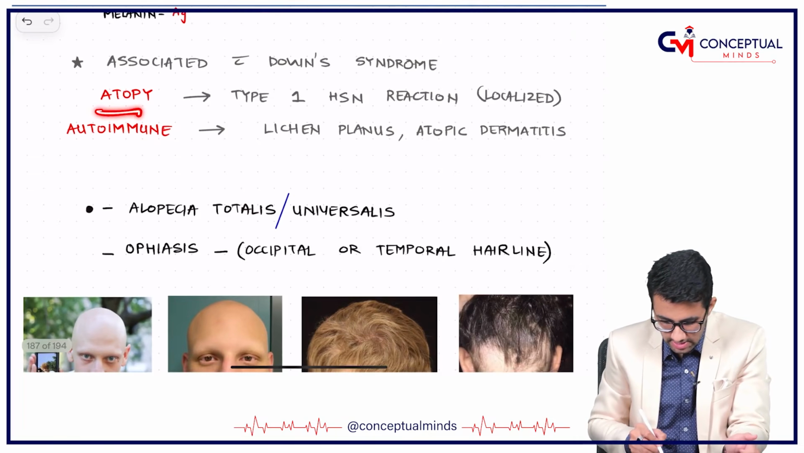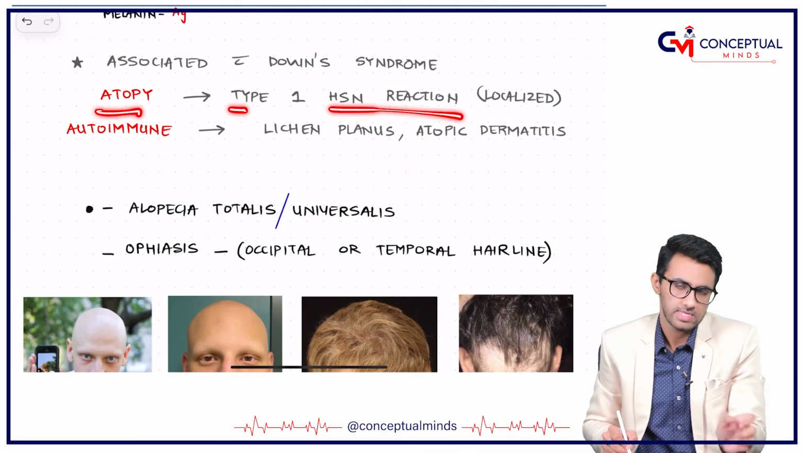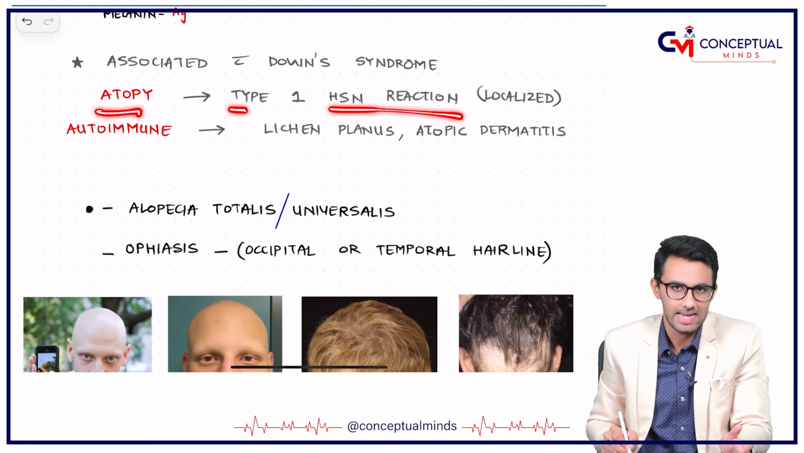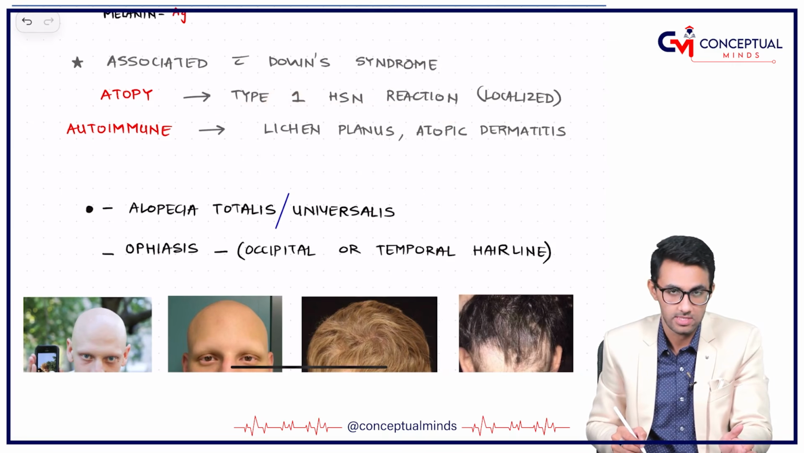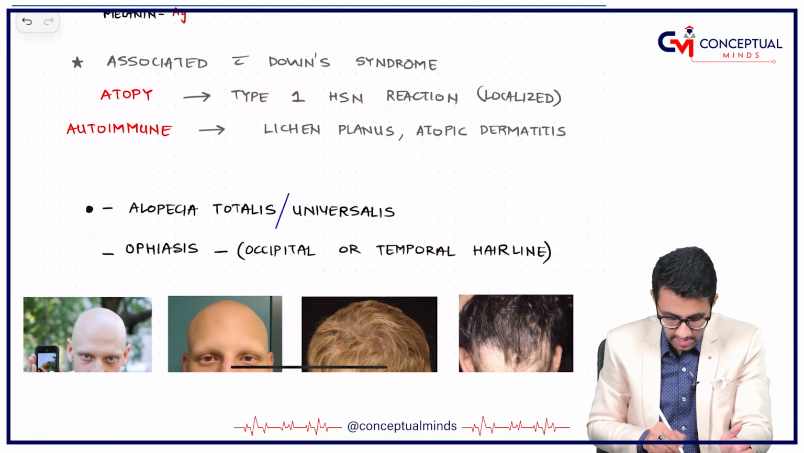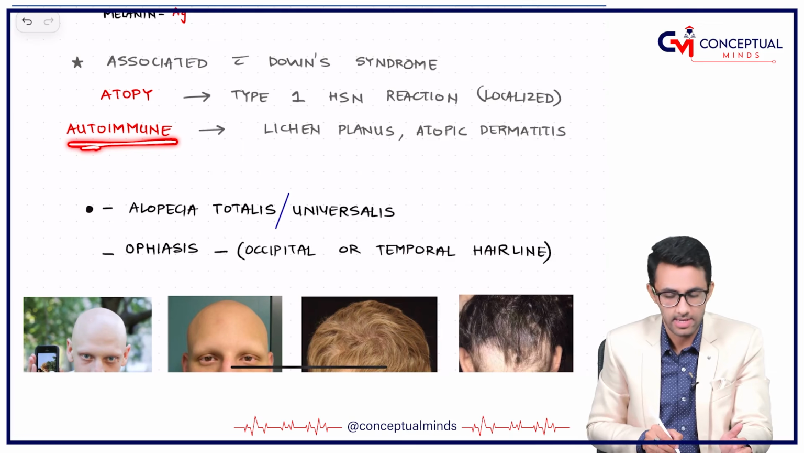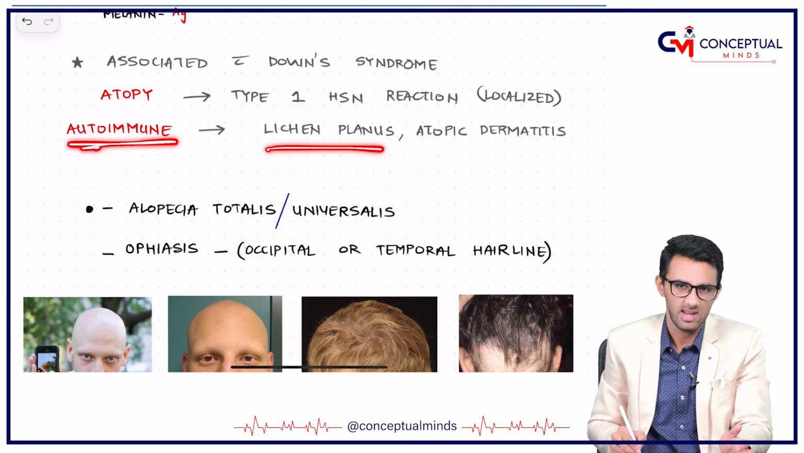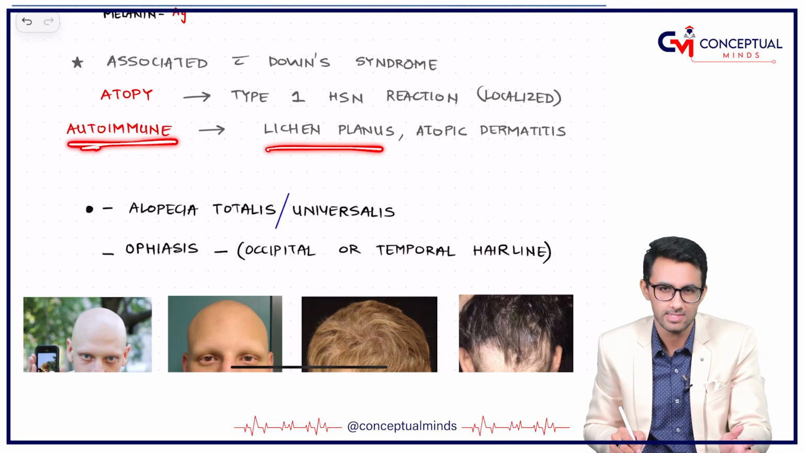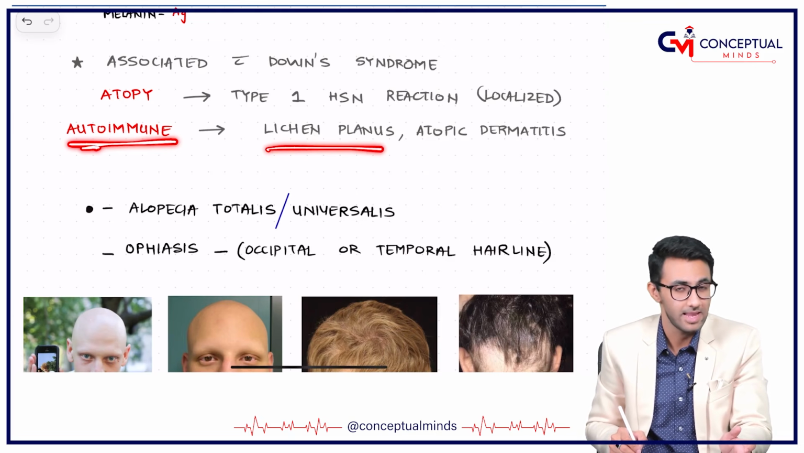Atopy is a type 1 hypersensitivity reaction, that is a localized one. Okay, ACID, allergic. Yes, this is the type 1 hypersensitivity reaction. We see this in atopy. It is also seen in autoimmune conditions like lichen planus. We read so much about lichen planus, right? Purple, flat topped, violaceous lesions are lichen planus. We read about the nail findings.